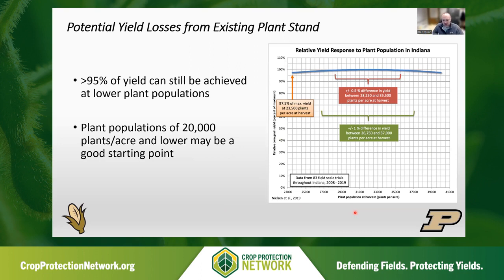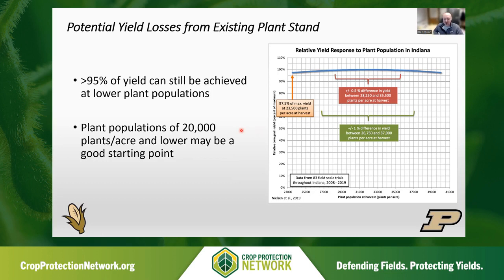figure right here is we're actually taking data from a lot of the seeding rate trials that had been done at Purdue University, where you can look where we actually assessed what the plant population was at harvest and how it actually related to yield. And when you look at this figure, what's really interesting is that you see that even when we get to plant populations that are below 26,000 per acre, or even when we're down to plant populations of, say, 23,000 plants per acre, we can still maintain quite a bit of yield, right?